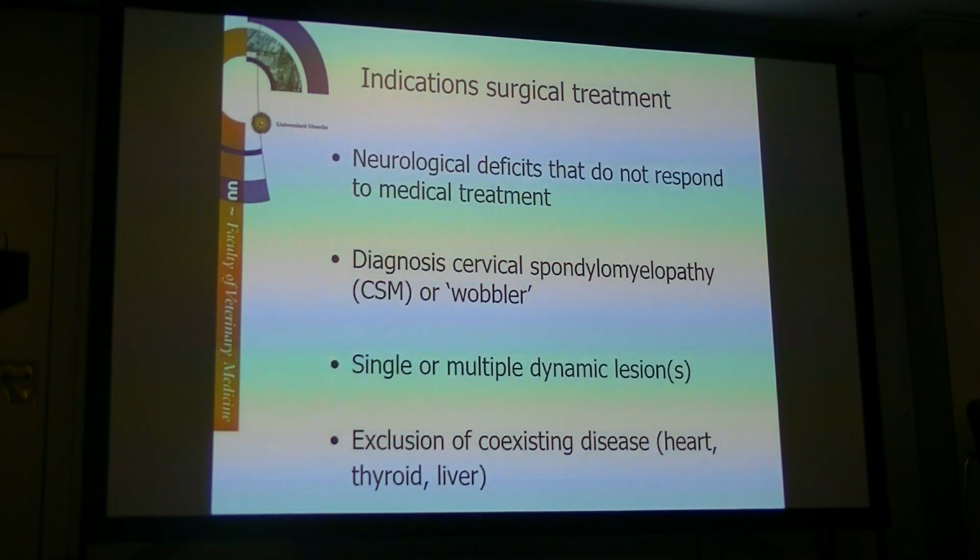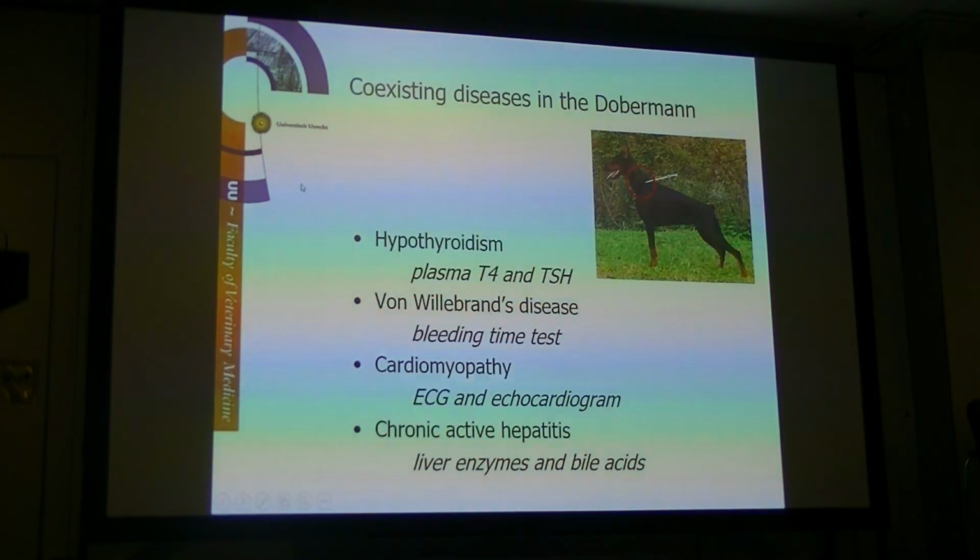Don't go in there thinking, I'm going to treat this dog, a Doberman, that is showing a lot of neurology. It may also have a heart disease. It may have a liver disease. So Dobermans are known to have quite a number of diseases at the same time. So we have to check hypothyroidism in all the Dobermans, and do bleeding testing for Von Willebrand's disease.